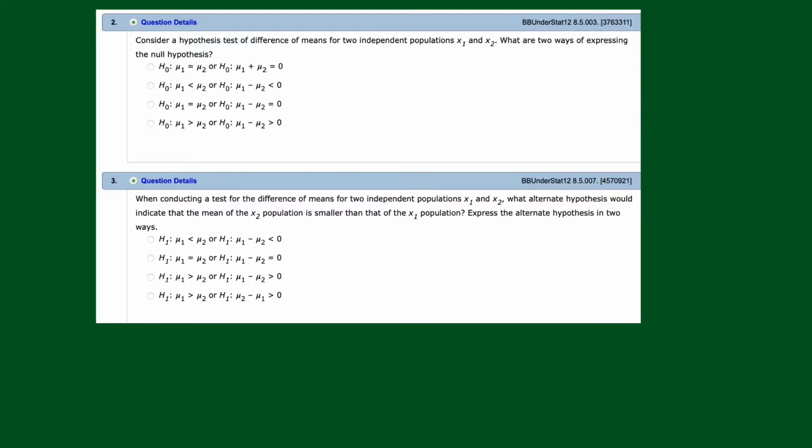Section 8.5, problems 2 and 3. Here's number 2. Consider a hypothesis test of the difference of means for two independent populations. Okay, two independent means. What are two ways of expressing the null hypothesis?